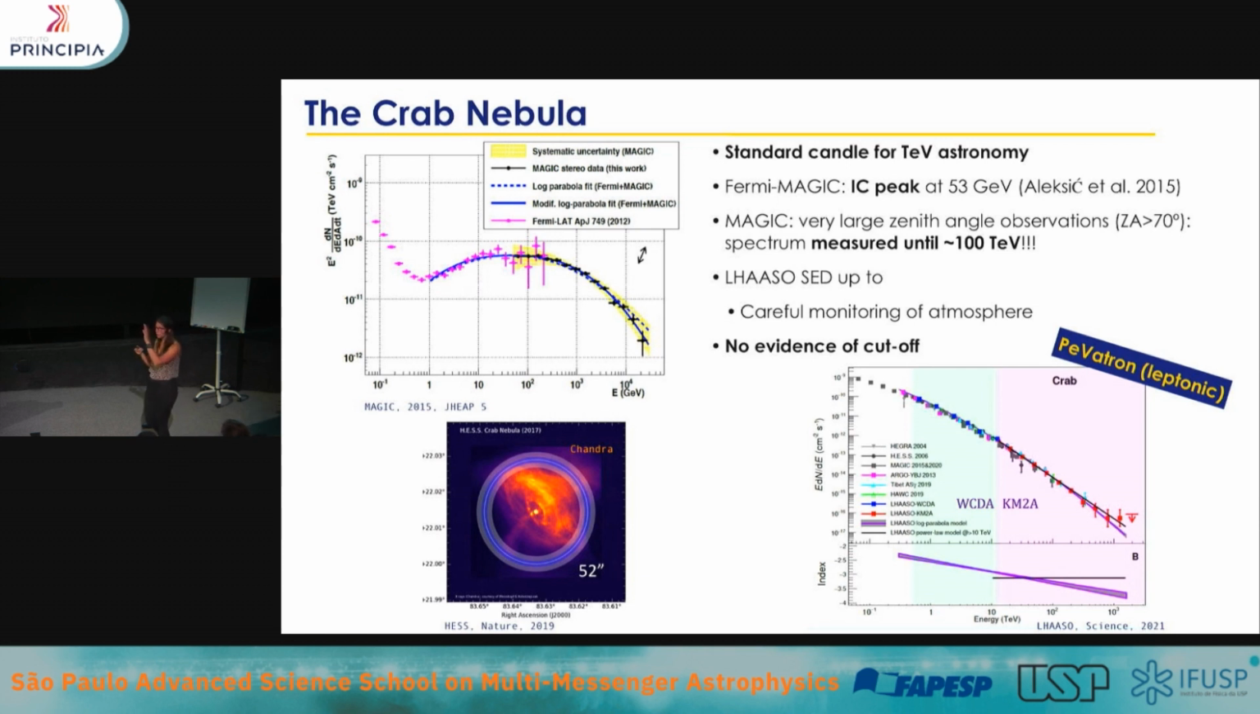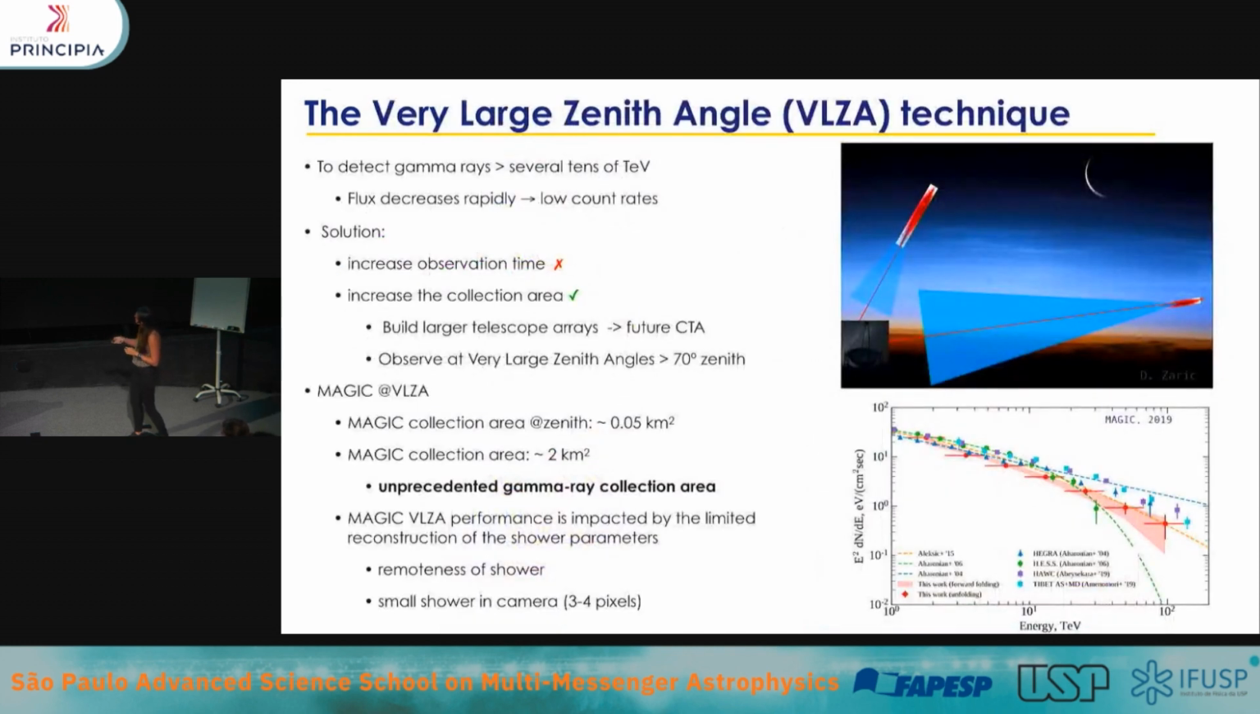We have this technique of observing near the horizon, which I told you briefly yesterday. Like this, we increase our collection area, and we can get to very high energy. So actually, for example, MAGIC has detected the Crab Nebula up to 100 tera electron volts. So there is no evidence of a cutoff, and this means that it's also a pevatron, but for the case of leptons. And here, this is also a nice result from H.E.S.S., where they really measure the size of the very high energy emission from Crab. They really determine the size of the region. And inside, you see the Chandra image.